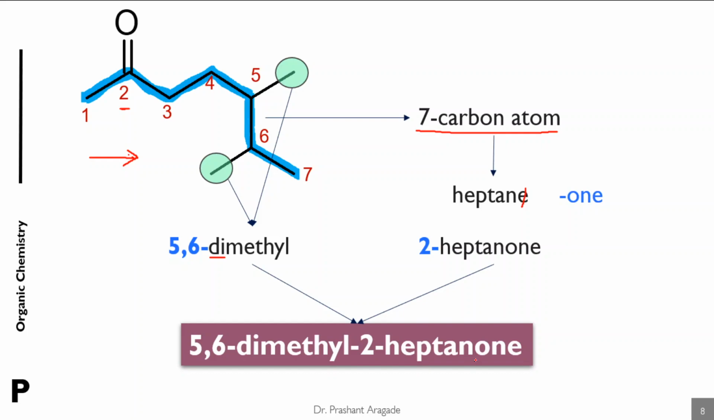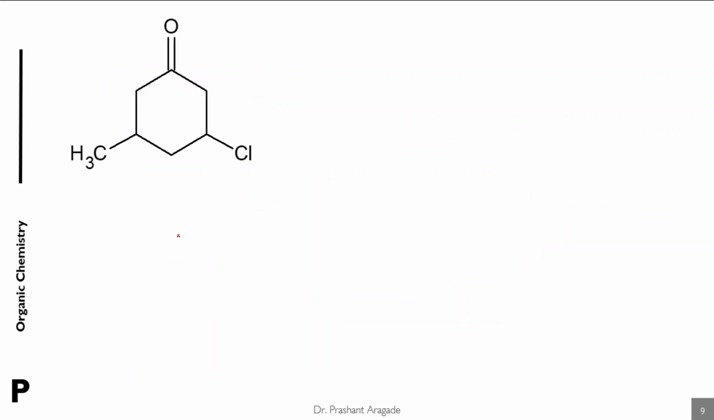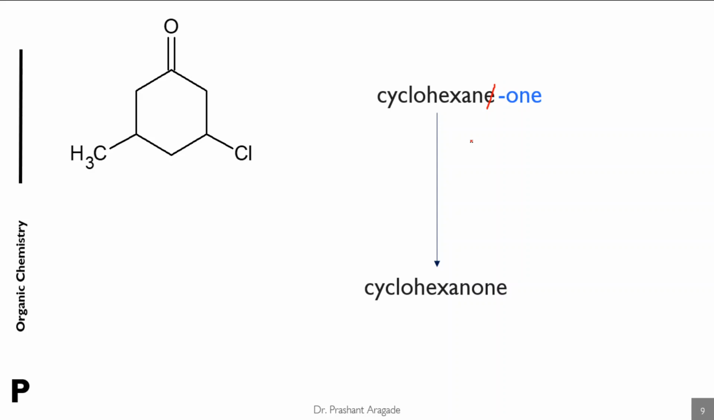Dear students, remember that the position numbers are separated by commas and number and name is separated by hyphen. So just follow this rule for writing the IUPAC names. Suppose this carbonyl group is present in a cycle, then you have to just follow the same rule, that is, write down the name of cyclic alkane. So in that case there are 6 carbon atoms, so cyclohexane. So that E is replaced with ONE. So cyclohexanone is the parent ring name.